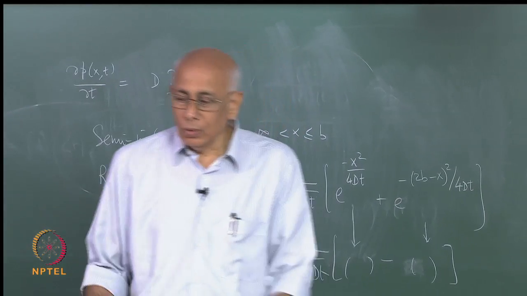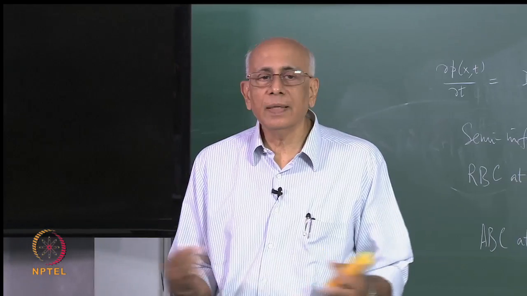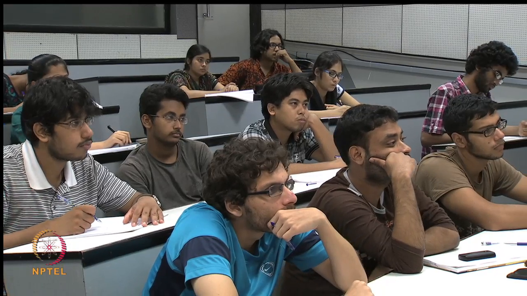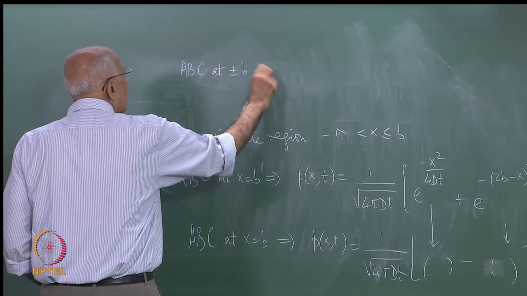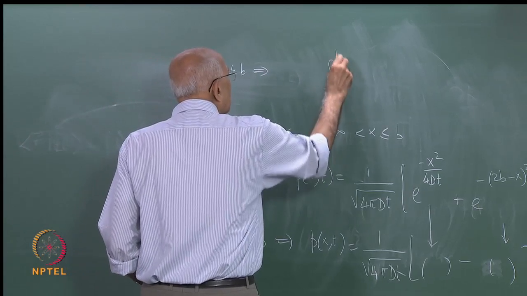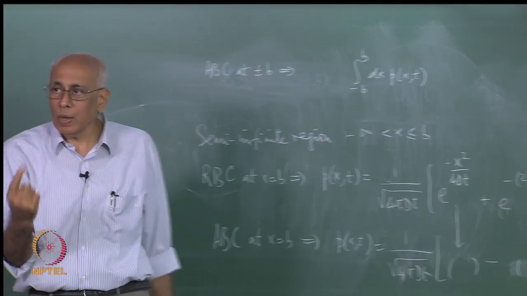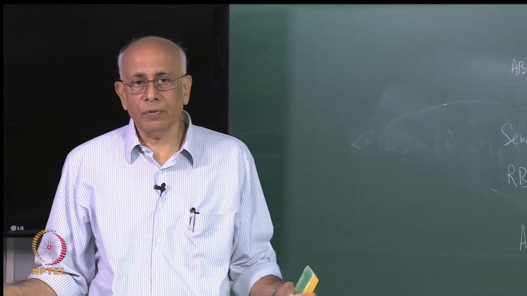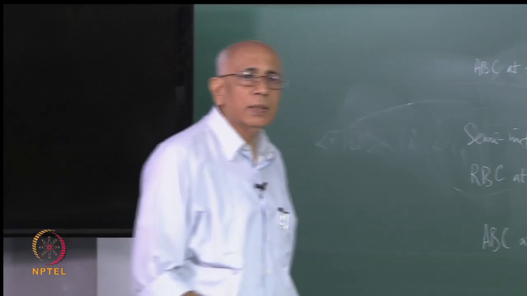For one thing, you are sure that this particle is going to hit the boundary at some time or the other and disappear. So it is clear that this quantity, with ABC at plus or minus b, implies that the integral from minus b to b dx p of x comma t, which starts off at 1 because p of x comma 0 is a delta function at x equal to 0, will decrease as a function of time. It is clear that as time goes along this must decay to 0, and it is of interest to ask how it goes to 0.